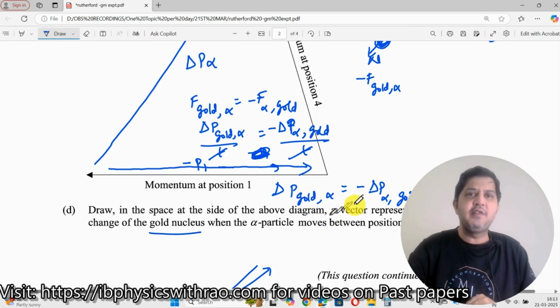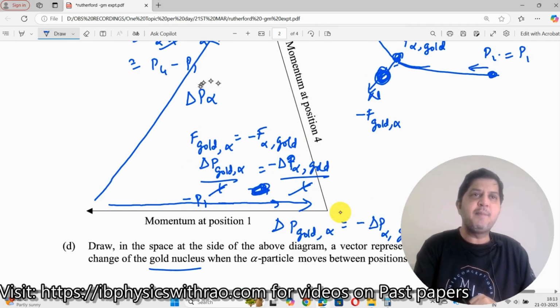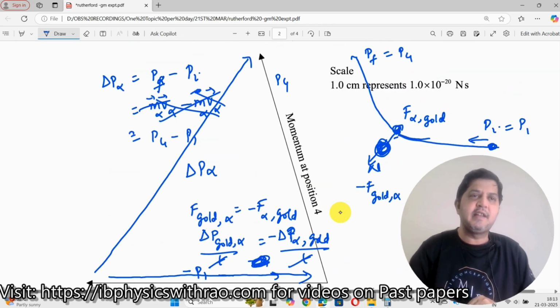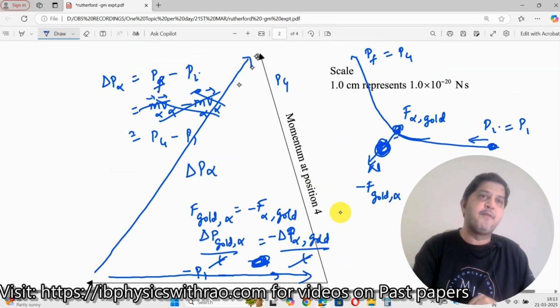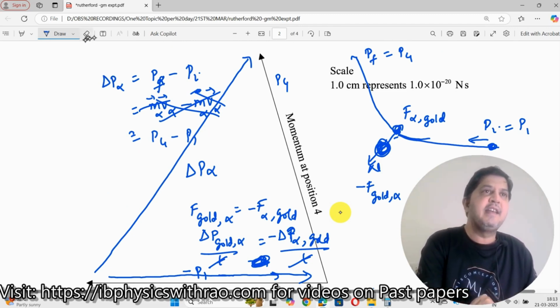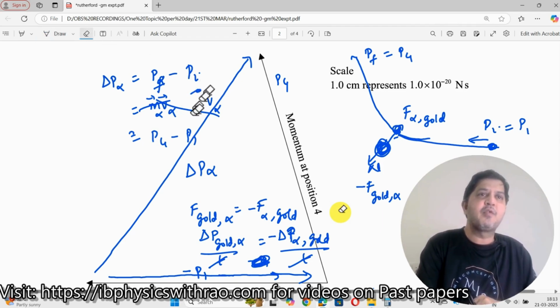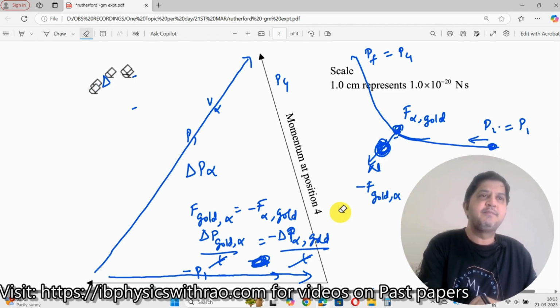Now let us look at how delta P is written. Delta P for alpha is written in this way. See, in the diagram, it has been written like this, upwards. So how should delta P for this one, gold, be? I will just erase this one so that this becomes clearer for me. Okay, so just erase this so that I can write it over here.